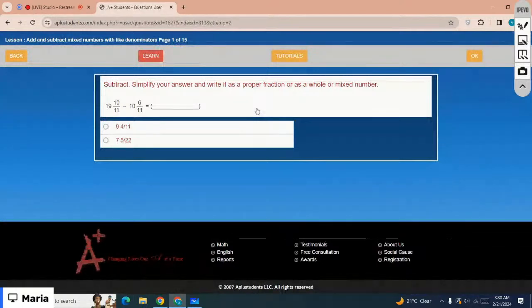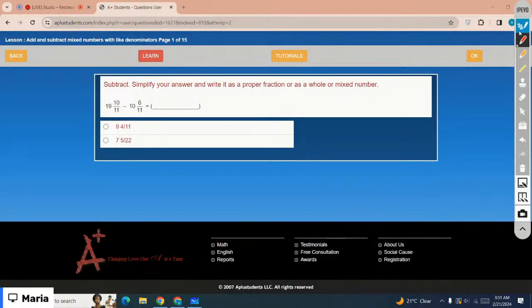Okay, 19 whole 10 over 11 minus 10 whole 6 over 11, right? They are mixed numbers and they have like denominators. Start with the whole numbers. Here you have 19 and here you have 10, so subtract their whole numbers first. 19 minus 10 is 9. Then look at their fractional part and their numerators. 10 and 6. So 10 minus 6 is 4 and 11 is the same. So that is 9 whole 4 over 11.